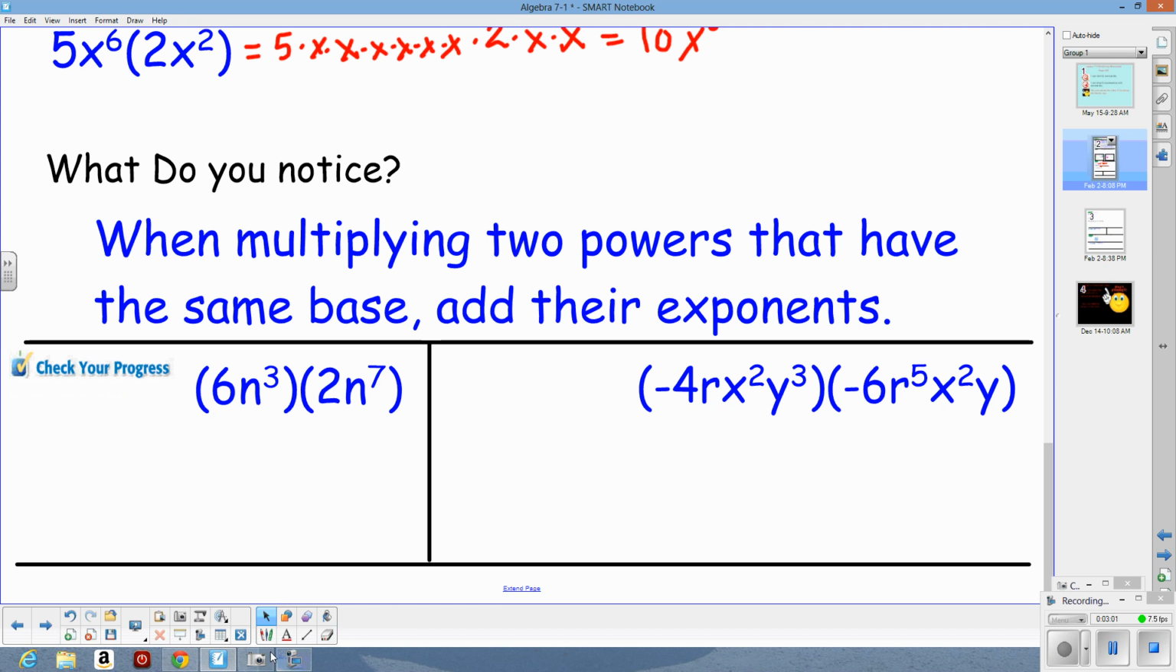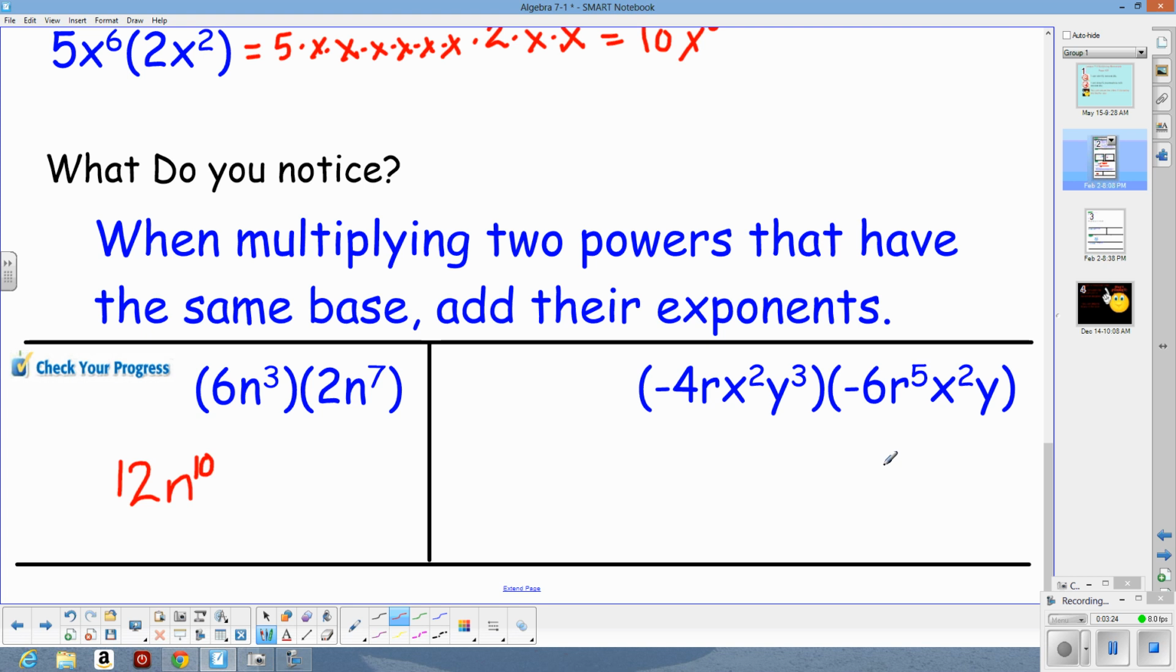You may want to pause the video and try the next couple on your own. We're going to go ahead and multiply the coefficients together first. 6 times 2 is 12. And then n to the third times n to the seventh. That's a total of 10 n's being multiplied together, so it's n to the 10th power.